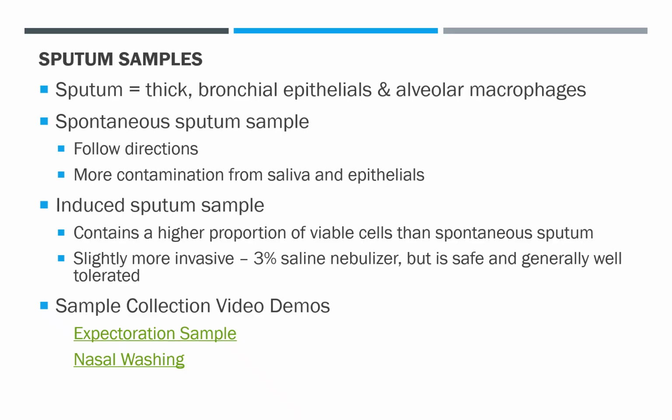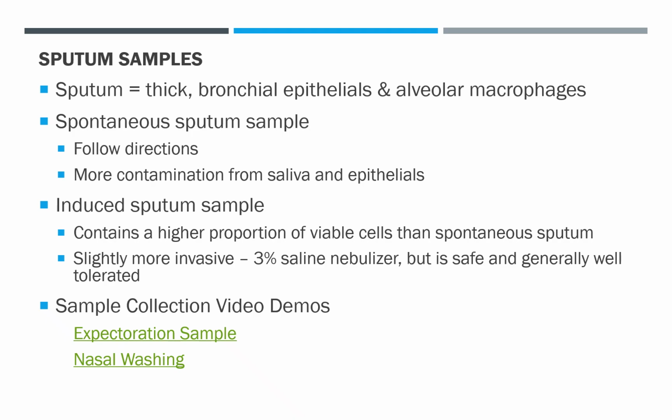Sputum, first of all, is the thick, mucousy part of what we would spit out, or what is in our bronchial airways. It usually contains bronchial epithelials and alveolar macrophages. So those are the things that we're looking for, hoping to get.